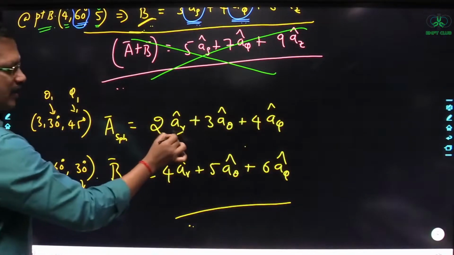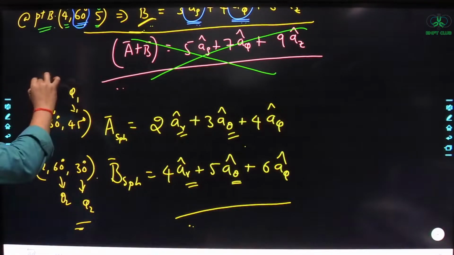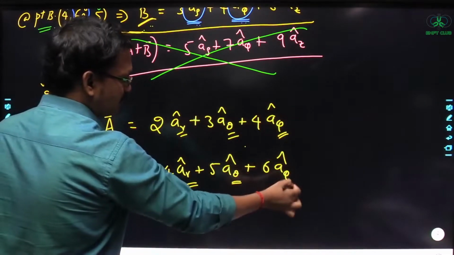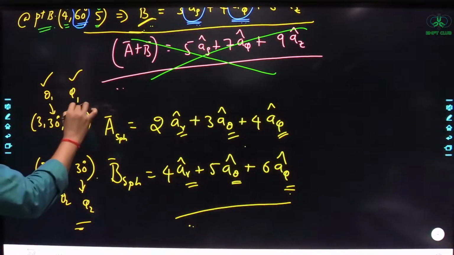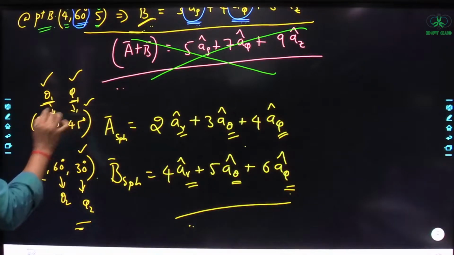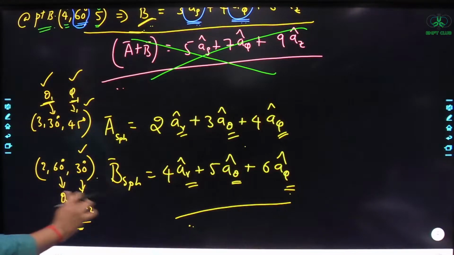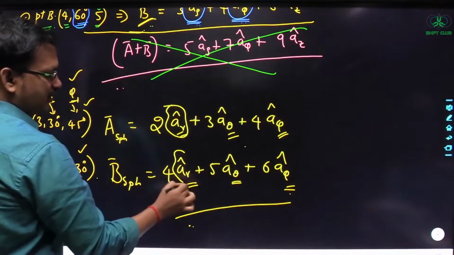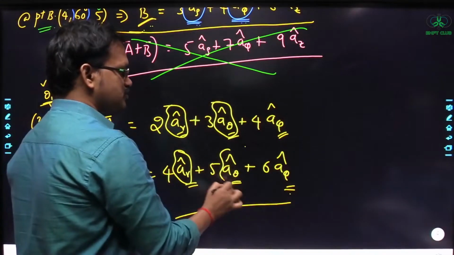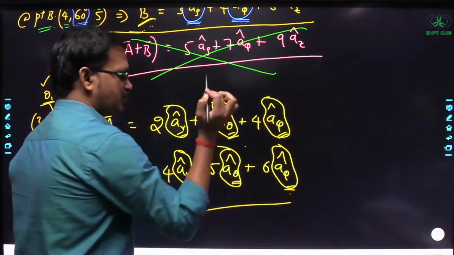We know that a r cap and a theta cap are going to depend upon both theta as well as phi. And also we know that a phi cap is going to depend only upon phi, right? Since the theta and phi values at this point and at this point are both different, the direction of a r cap here and the direction of a r cap here are different. Similarly, the direction of a theta cap here and here is also different, and the direction of a phi cap here and here are different.